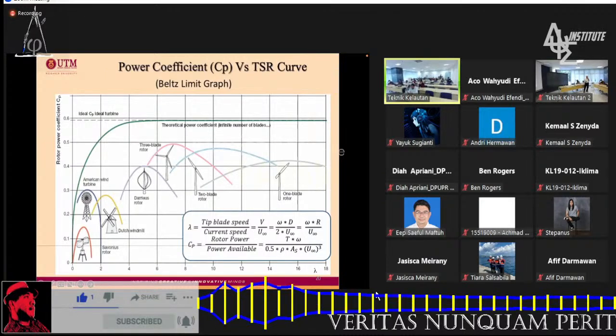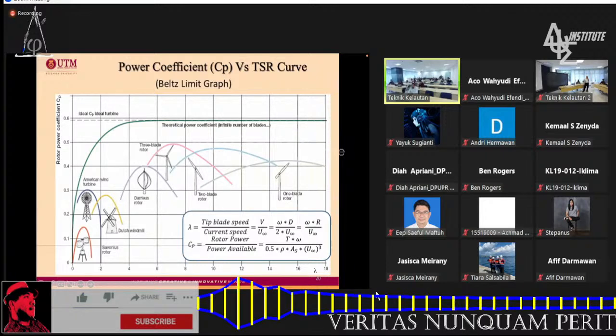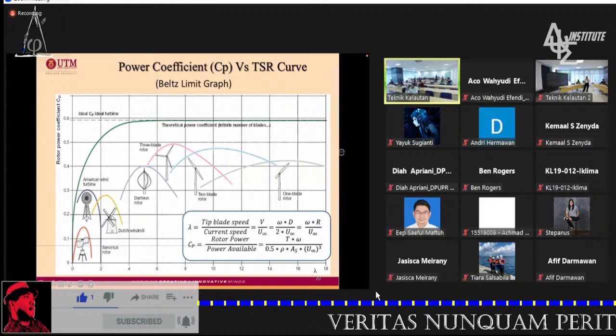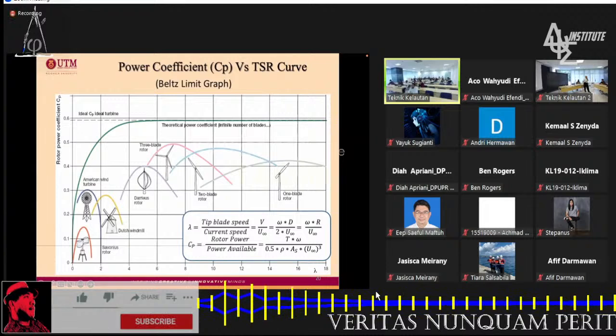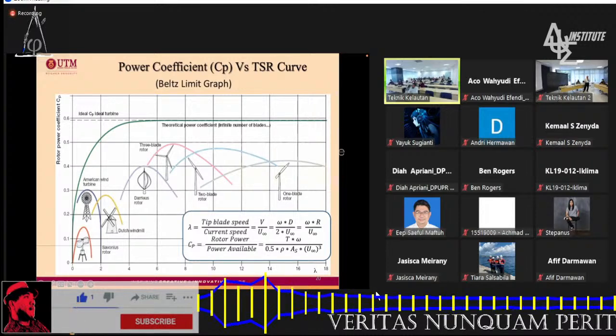So this is another thing to give you an indication of how much energy you can tap from the devices. And this is a plot of, say, the coefficient CP against the speed ratio. That is the ratio between the speed of the rotating blade and the speed of the current. Okay. So in our case, we are in this region, where the current speed is low.